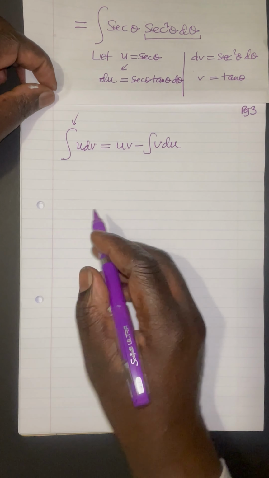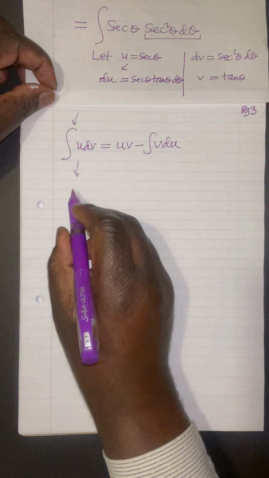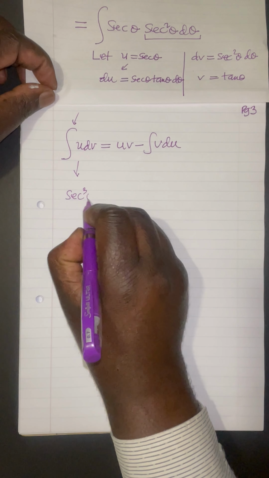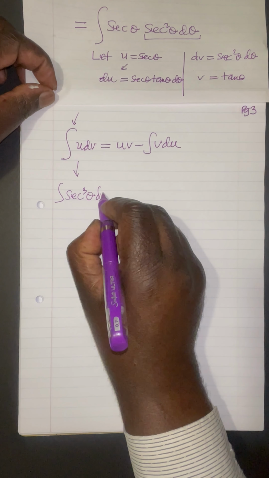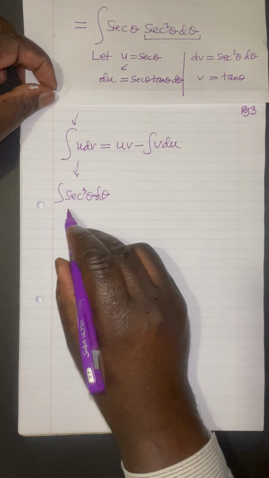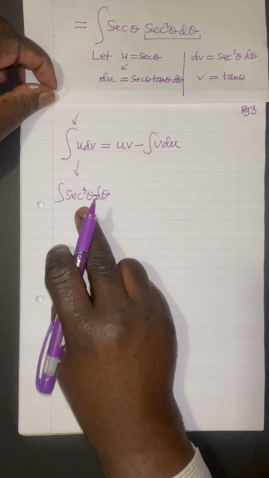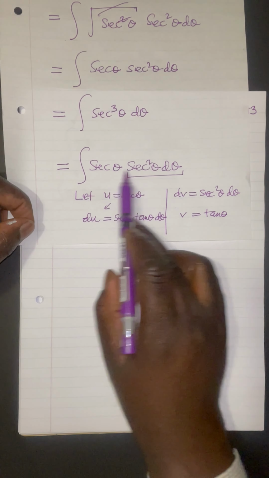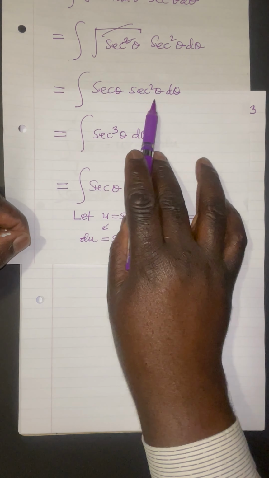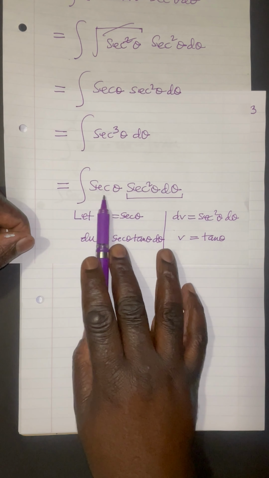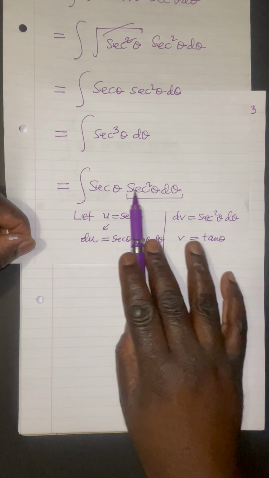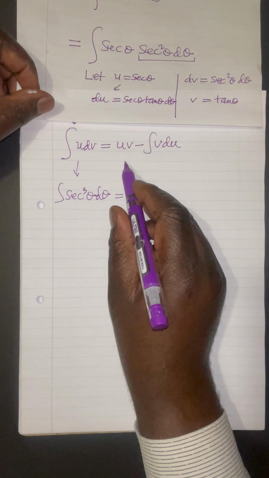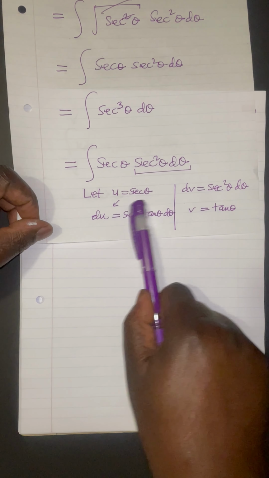Now notice something. This part here is our sec cubed theta d theta. You say, why are you going back to there? You understand why I'm doing this. But remember, this part here is that part there. We just had to break this one down back into that format so that we can actually let u be equal to this and then dv equals that, and then carry on with our integration. But now we are saying, what is u? Well, u is sec theta. You can see it here.